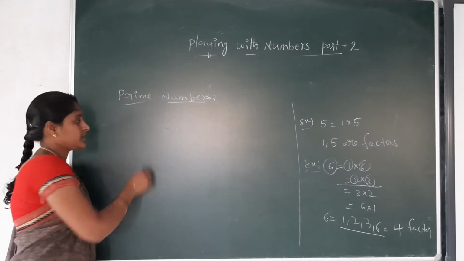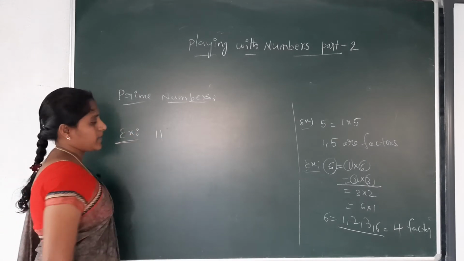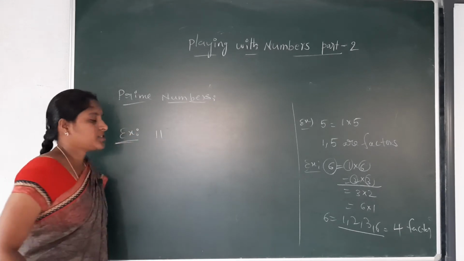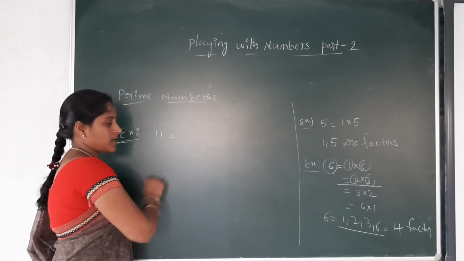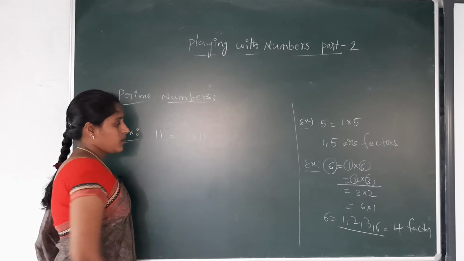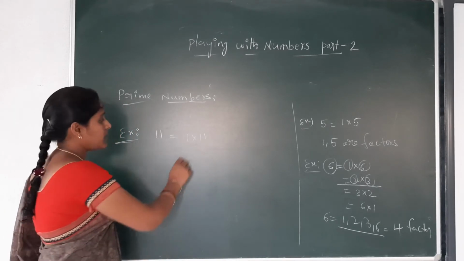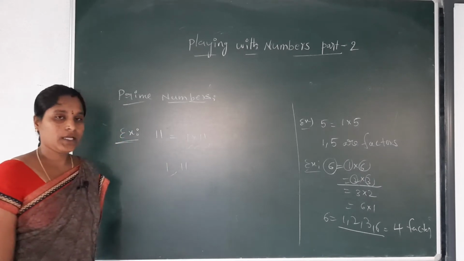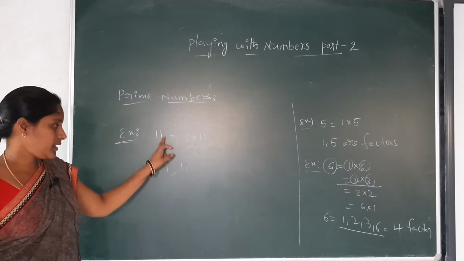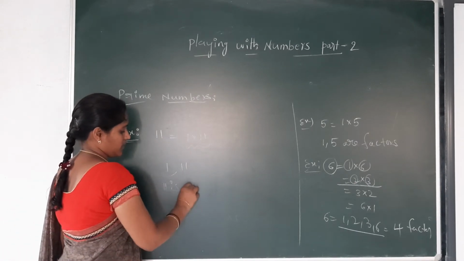Going to find another example, 11. We have to check whether 11 is a prime number or not. What are the factors of 11? 1 elevens are 11. No other factors for 11 other than these 2. 11 has only 2 factors, that is, 1 and itself. So 11 is a prime number.